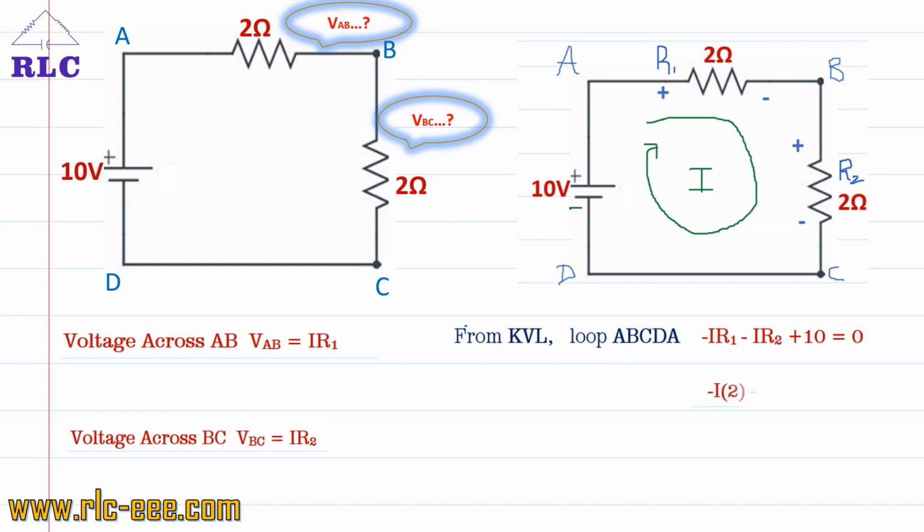Next step, substitute the values of R1 and R2, then you will get the value I is equal to 2.5. Substituting in VAB, you get 2.5 into 2 is equal to 5 volts. Then the voltage across B, substituting the value of I, 2.5 into 2, is equal to 5 volts. So the voltage is 5 volts across the 2 ohm resistor. Is it clear? Very easy, right?